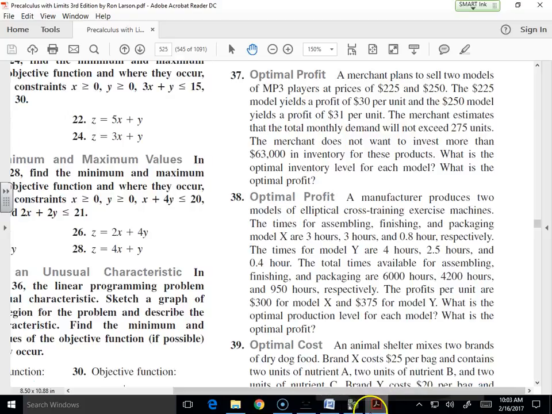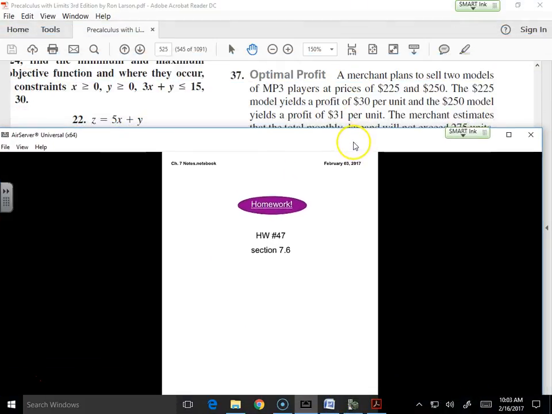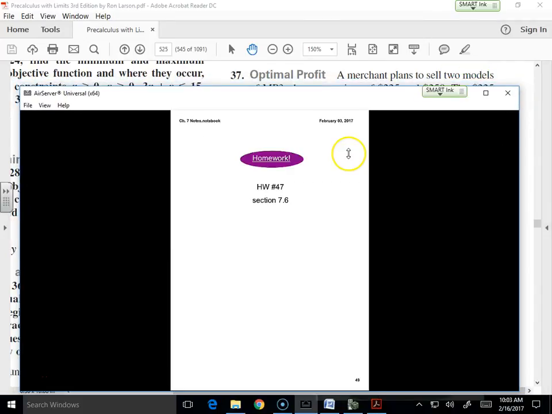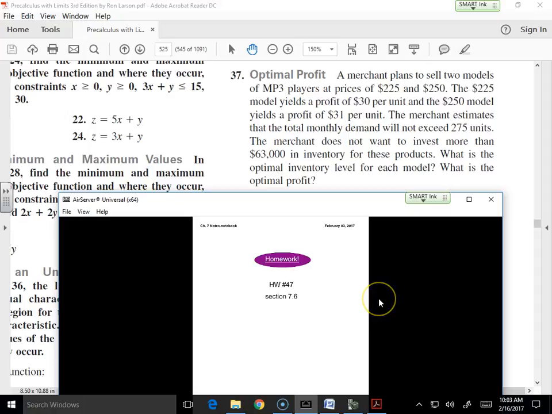Let's go check out number 37. I'm going to go ahead and try to put this little guy down below so we can see it. And pull him down. Alright. Kiddos, what are we trying to maximize or minimize?